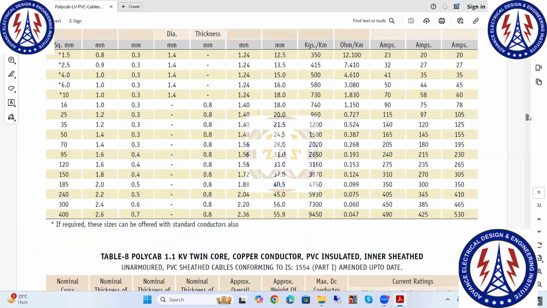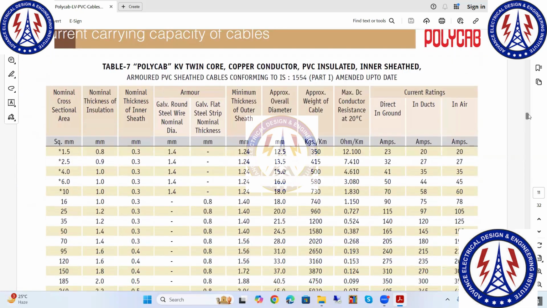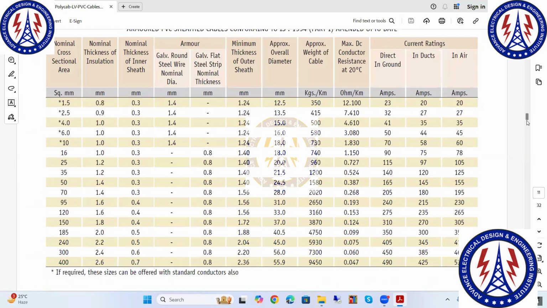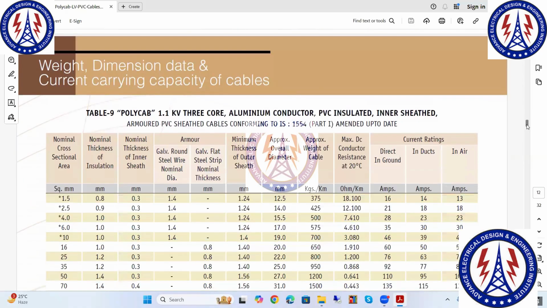AC resistance is always higher, sorry. Okay, twin core copper. It's a 3 core aluminum.